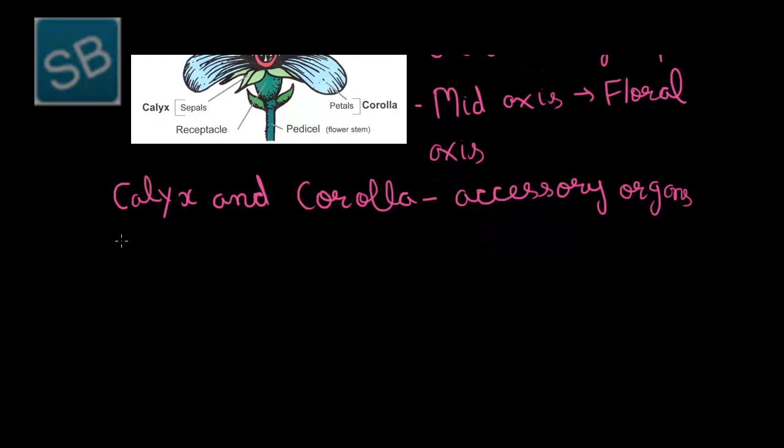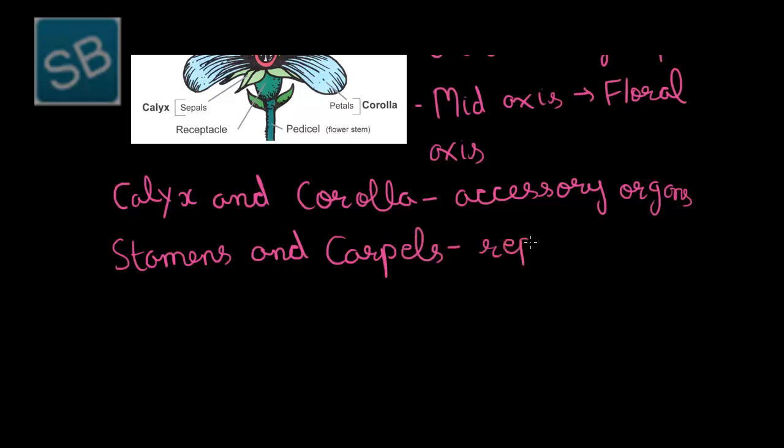On the contrary, stamen and carpel, forming androecium and gynoecium, are considered as reproductive organs because they help in carrying out the pollination and fertilization process of plants. Now first of all, let us understand about the accessory organs. As studied, this is a structure of a typical flowering plant.